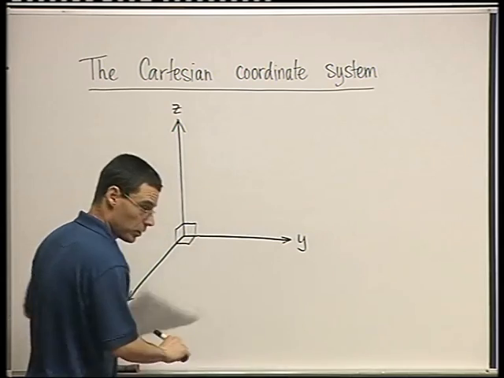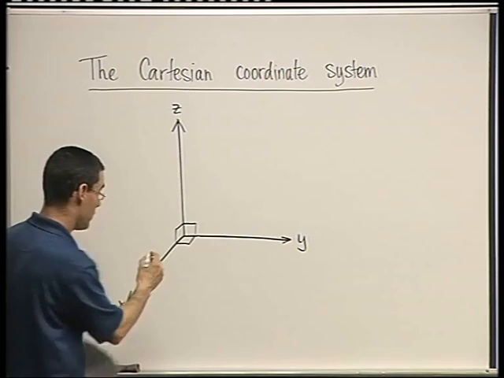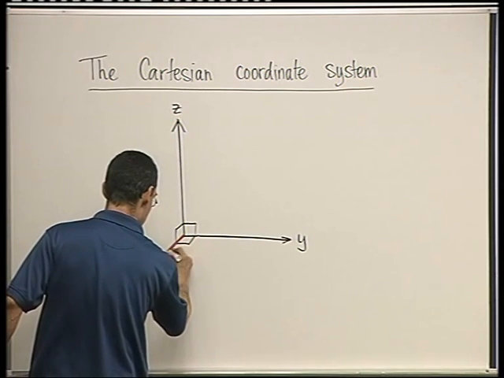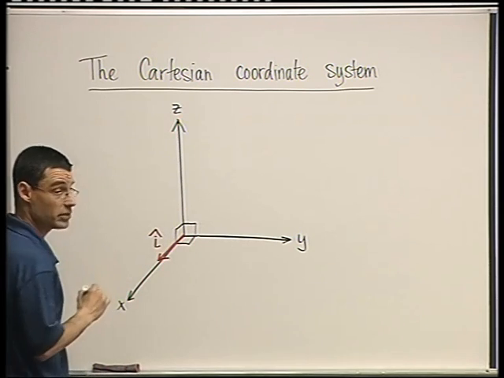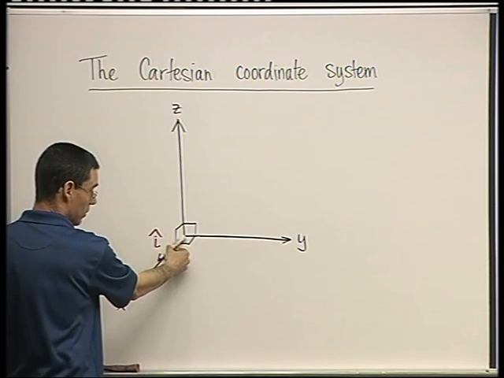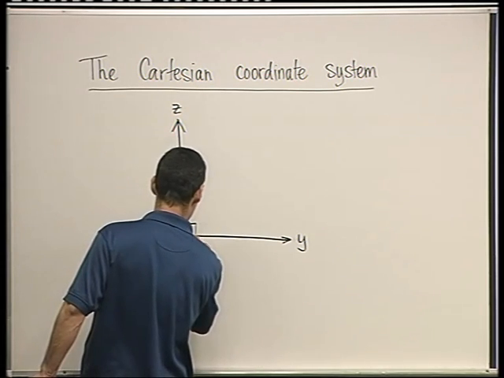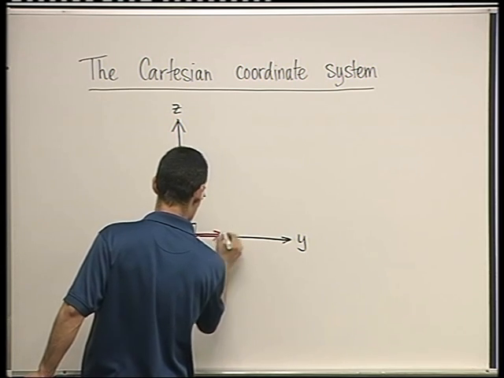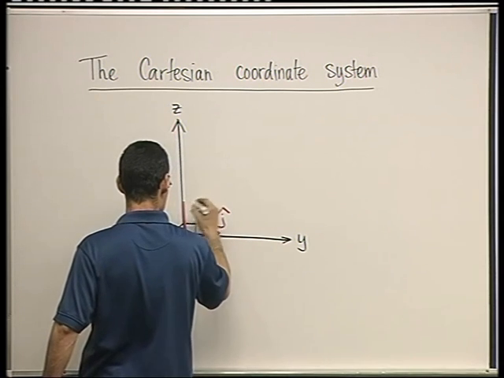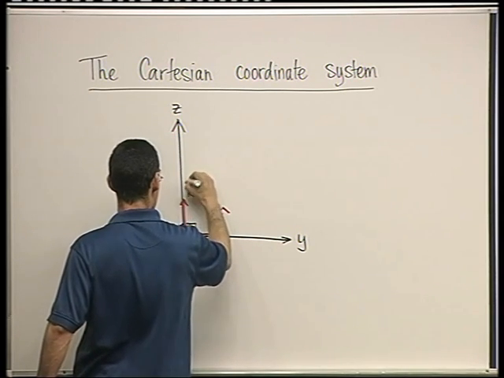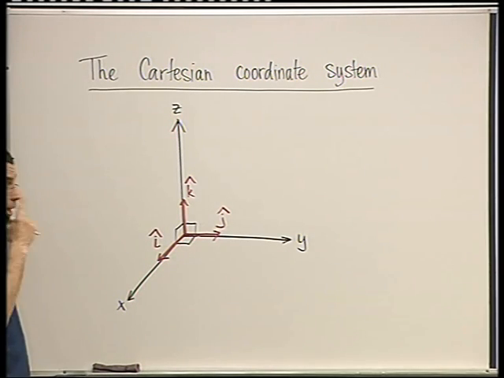Now we're going to have specific names for unit vectors in the direction of the axes. A unit vector in the direction of x is going to be called i hat, because it's a unit vector. Notice that it's a unit vector, of length 1. A unit vector in the direction of y is denoted by j hat, and a unit vector in the direction of z is denoted by k hat. These are standard notations. Okay, i, j, and k.